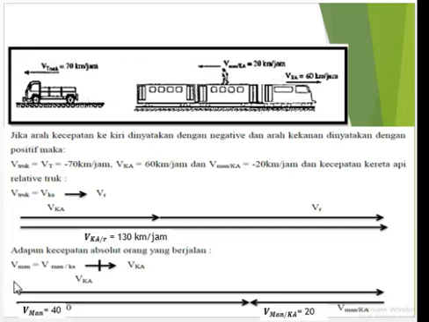And then we ask for the absolute velocity of the man. We can use this equation: V man equals V man relative to train plus V train. We can draw the line same as before. This is for the absolute velocity of the man.